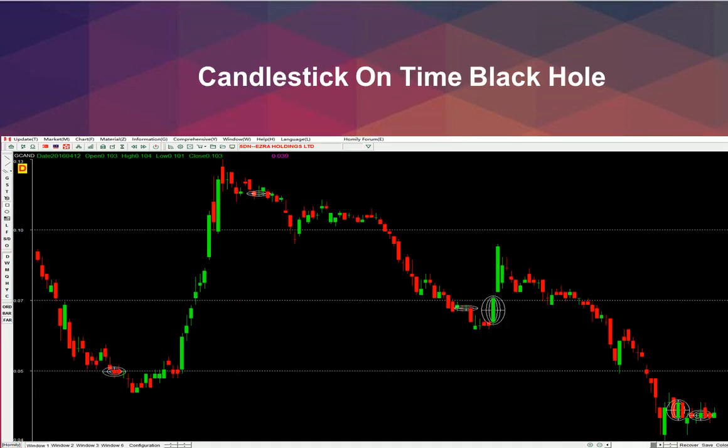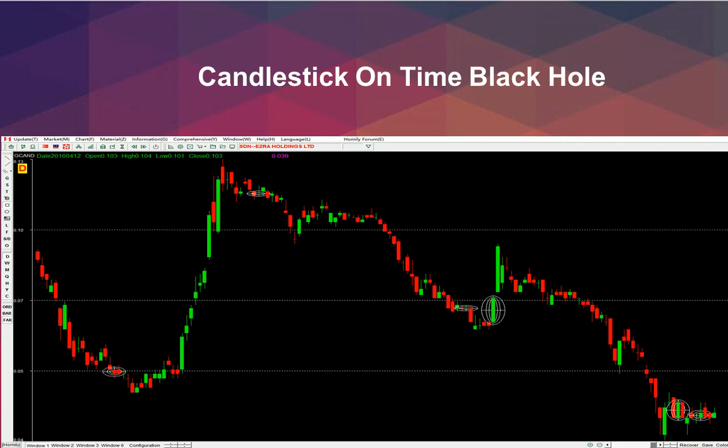This shirt is called Israel, okay? So we can see this candle, this one. When the time black hole appears, then we should know: if we see the next day's candlestick break upward through the time black hole, it means that here you have a chance to get in, okay?